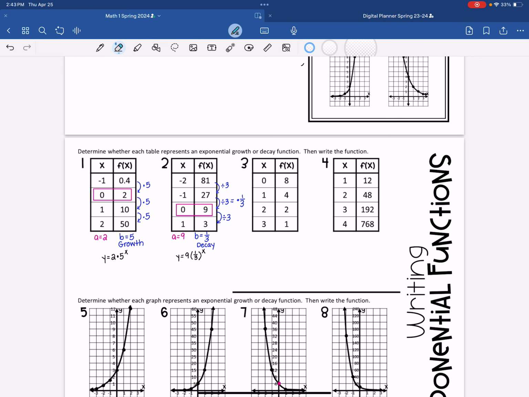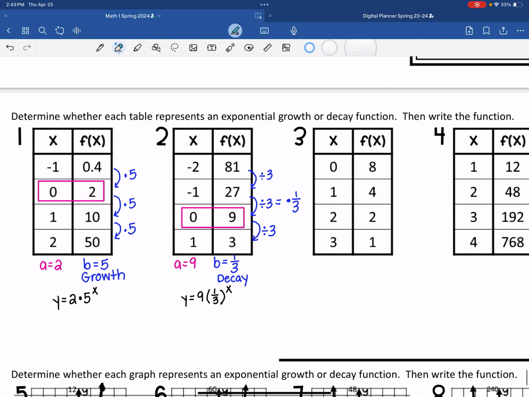All right, so when we left off, we were talking about how to find the A value and the B value given a table. So we're going to continue off with that, and we're going to be looking at number 3. So when I'm looking at number 3, I can see that X is 0, then I'm looking for the Y value. And the Y value there is 8. So my A value is 8, which is the Y-intercept.